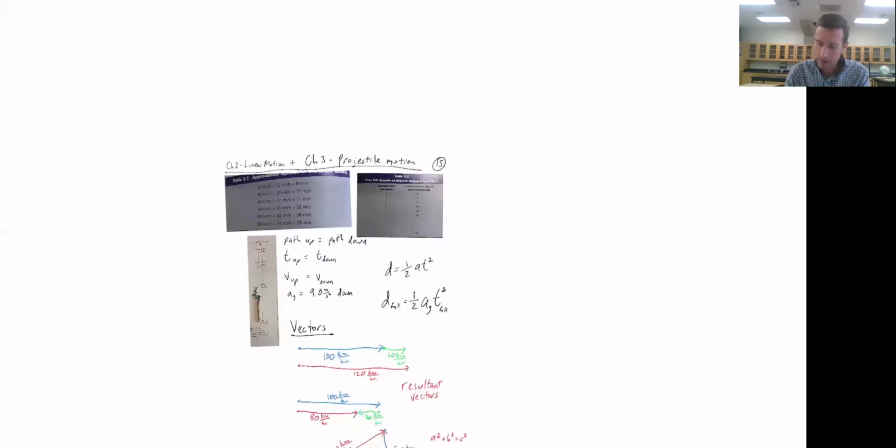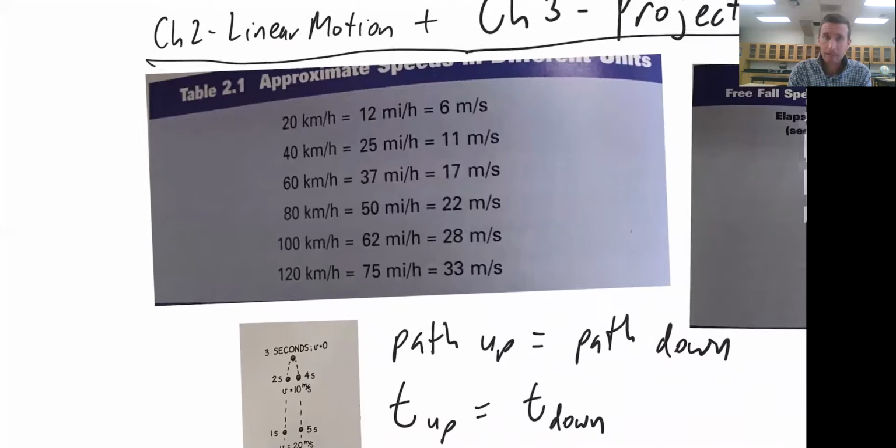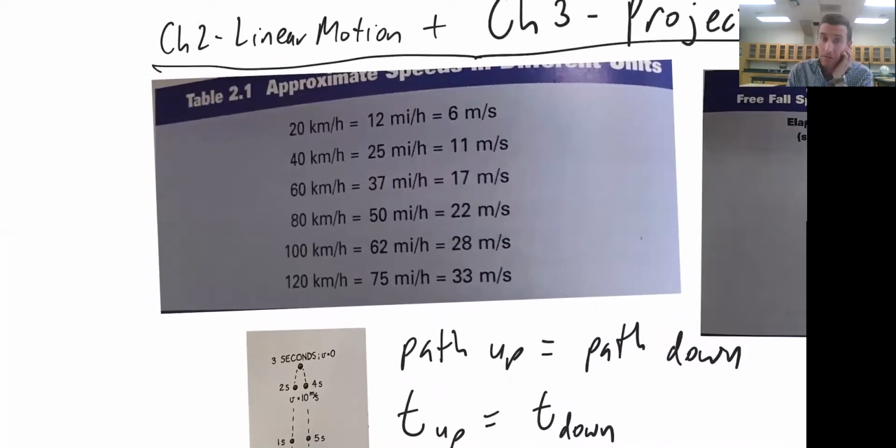All right. So if I pull up the top of page 12 is table 2.1. And on table 2.1, there it is, it looks like this. So it just has a nice comparison point from kilometers per hour to miles per hour to meters per second. There are approximately 2.2 miles per hour in 1 meter per second.